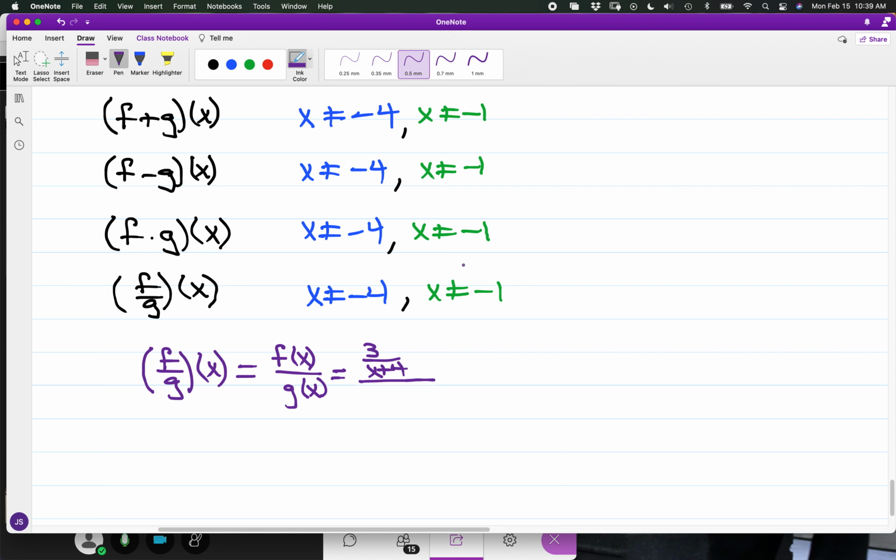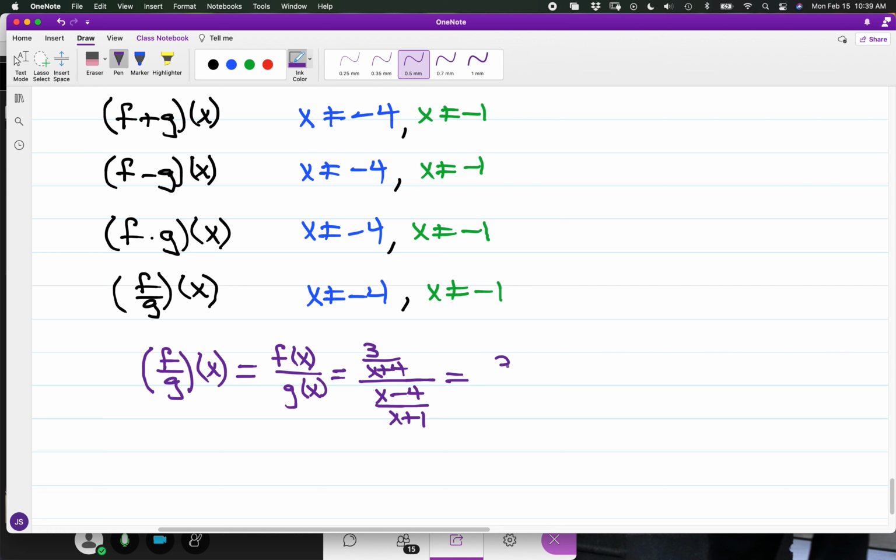And for g of x, we had, again, x minus 4 all over x plus 1. Now I have a ratio between fractions. To get out of the fraction over a fraction mode, I can rewrite the division in terms of multiplying.